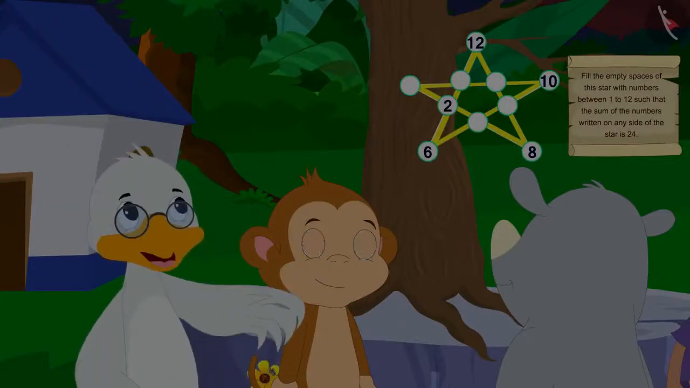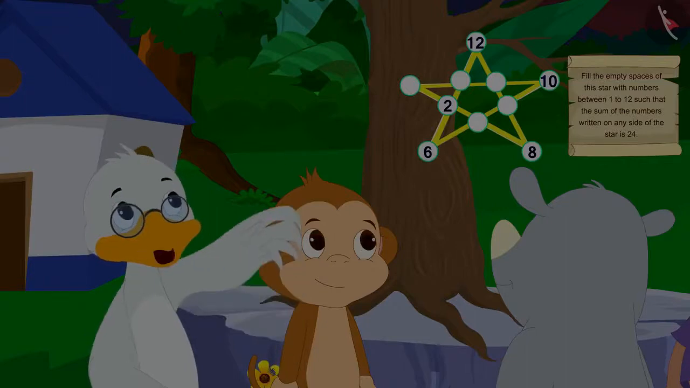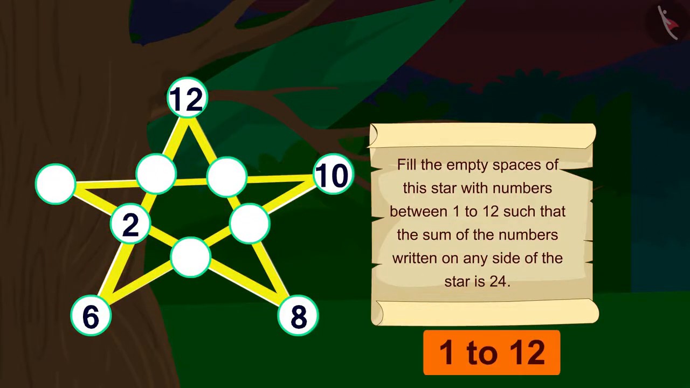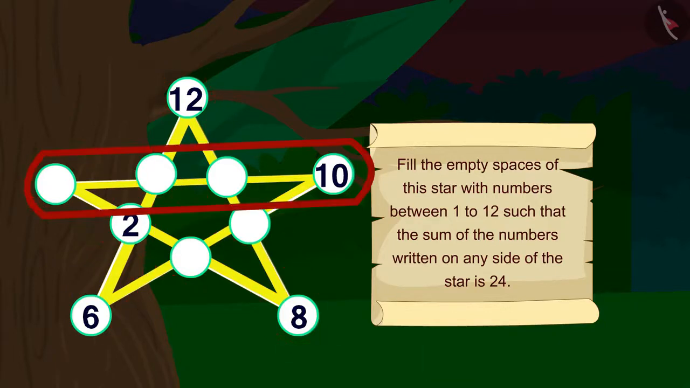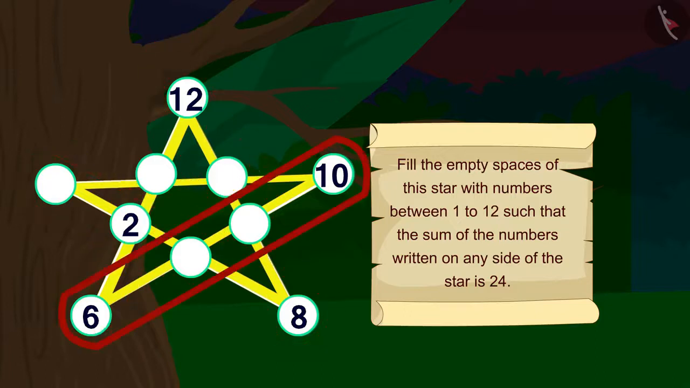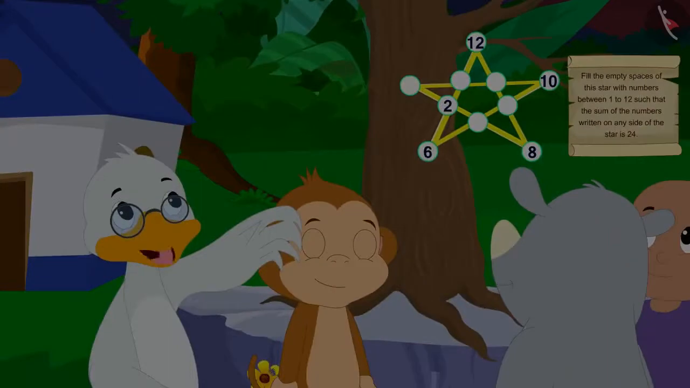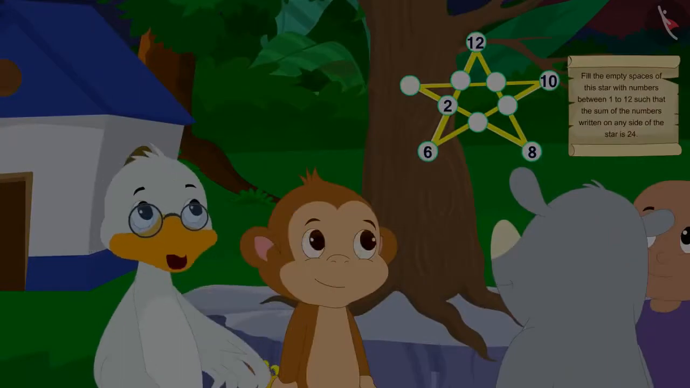Look here, it is written on the top. Fill the empty spaces of this star with numbers between 1 to 12 such that the sum of the numbers written on any side of the star is 24. Let's all try to fill these empty spaces together. Uncle told all the villagers.